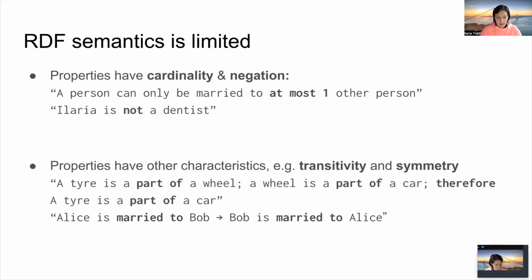Additionally, we have characteristics like transitivity or symmetry. Imagine you have an ontology representing the Formula 1 domain, and you say a tire is a part of a wheel and a wheel is a part of a car, therefore a tire is part of a car. This is a transitive relationship, and you might want to express this information in an ontology. The same is true for symmetry, where you want to express that if Alice is married to Bob, then Bob is also married to Alice.